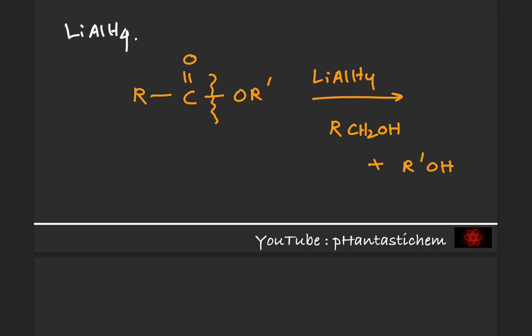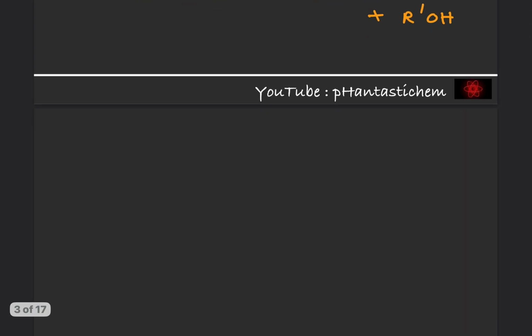Let's talk about how the cyclic esters behave with LiAlH4. The good thing is that the cyclic ones also behave in a similar way when they are treated with LiAlH4. So our starting compound is this. So we have pH and C double bond O.